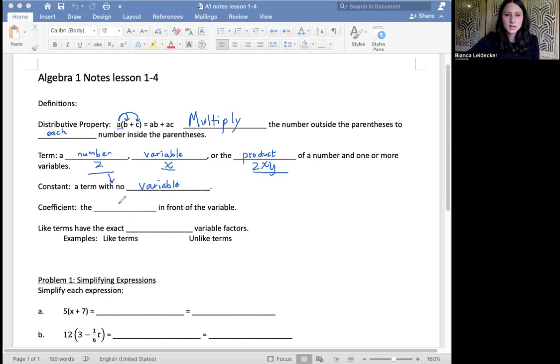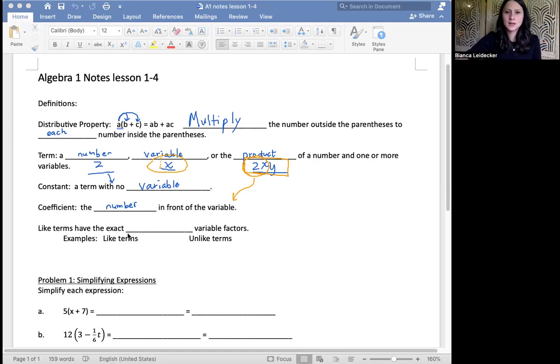A coefficient is the number in front of the variable. So looking up above, which one has a coefficient? Right off the bat, we can see that in 2xy, 2 is the coefficient. Now, there's also another one here that has a coefficient. We just don't see the actual number written down, and that is right here. When there's a variable by itself, there's always a coefficient in front, and it's the number 1. We just don't normally write the number 1 in front of it. So the coefficient in front of x is 1.